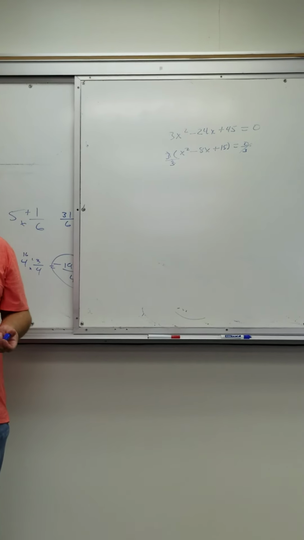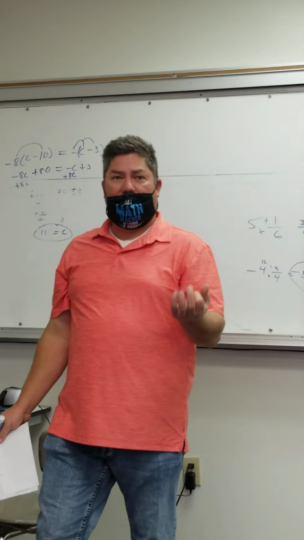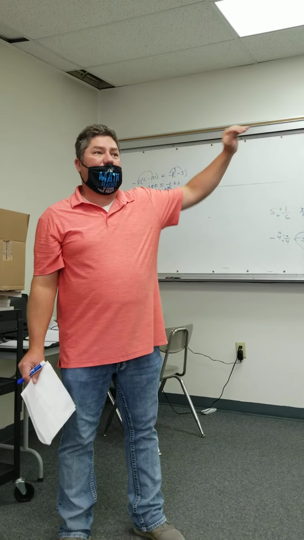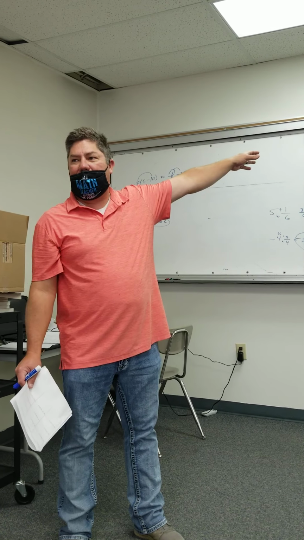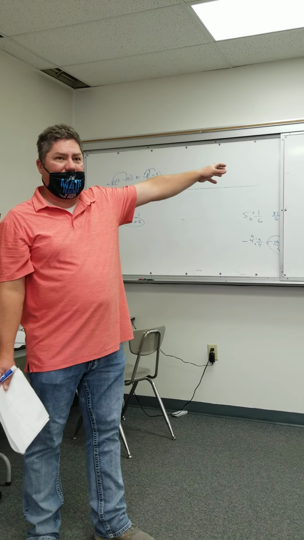Now how do I do this one? And how do you know how to do it? How many terms are there? 3. So I'm not going to use grouping. What am I going to do? I am going to read it backwards, because there's no number in front of the x squared. If there was, I'd have to do grouping, but I don't have to on this one.